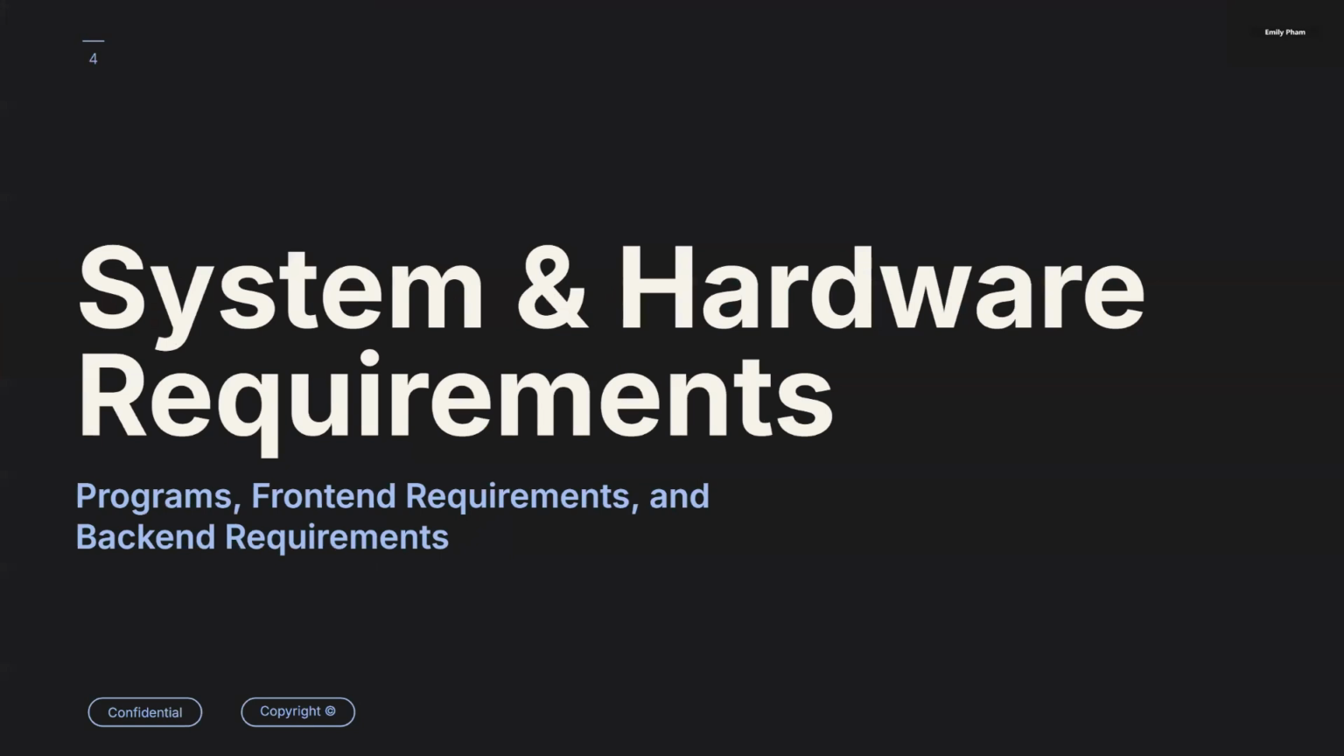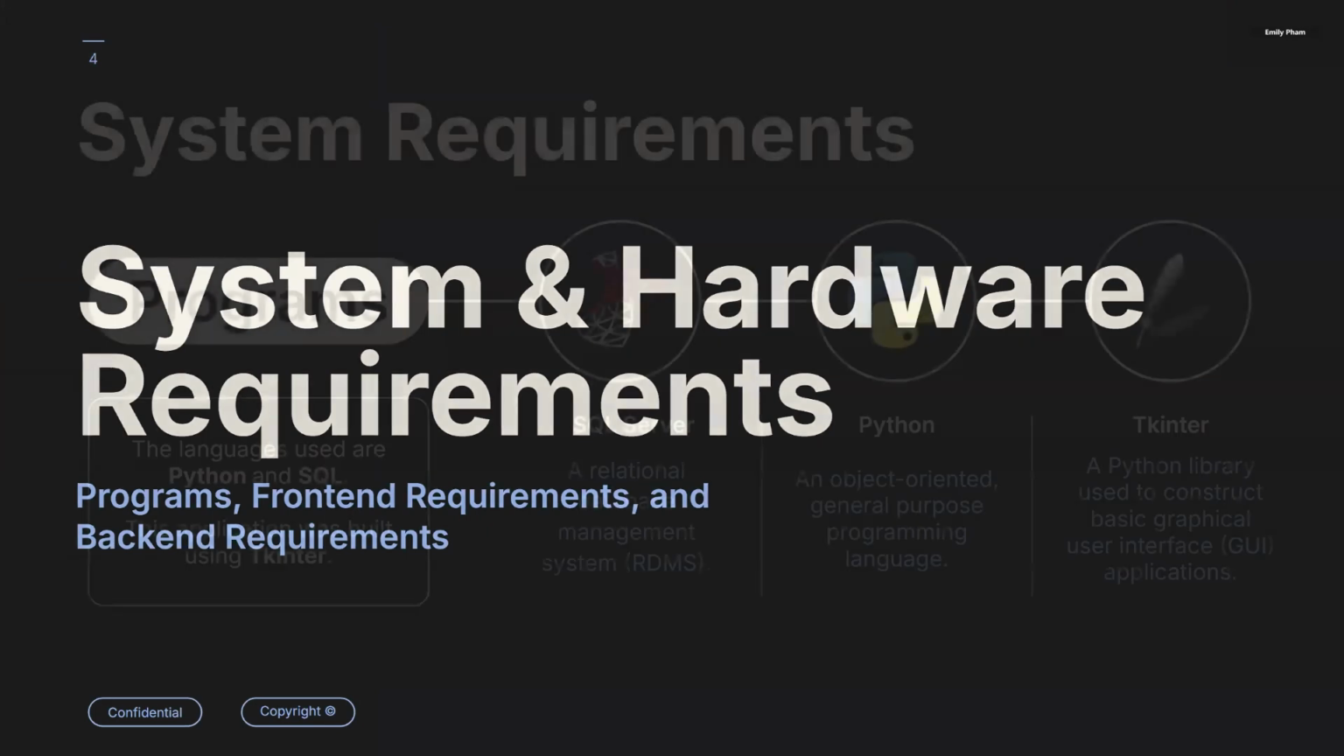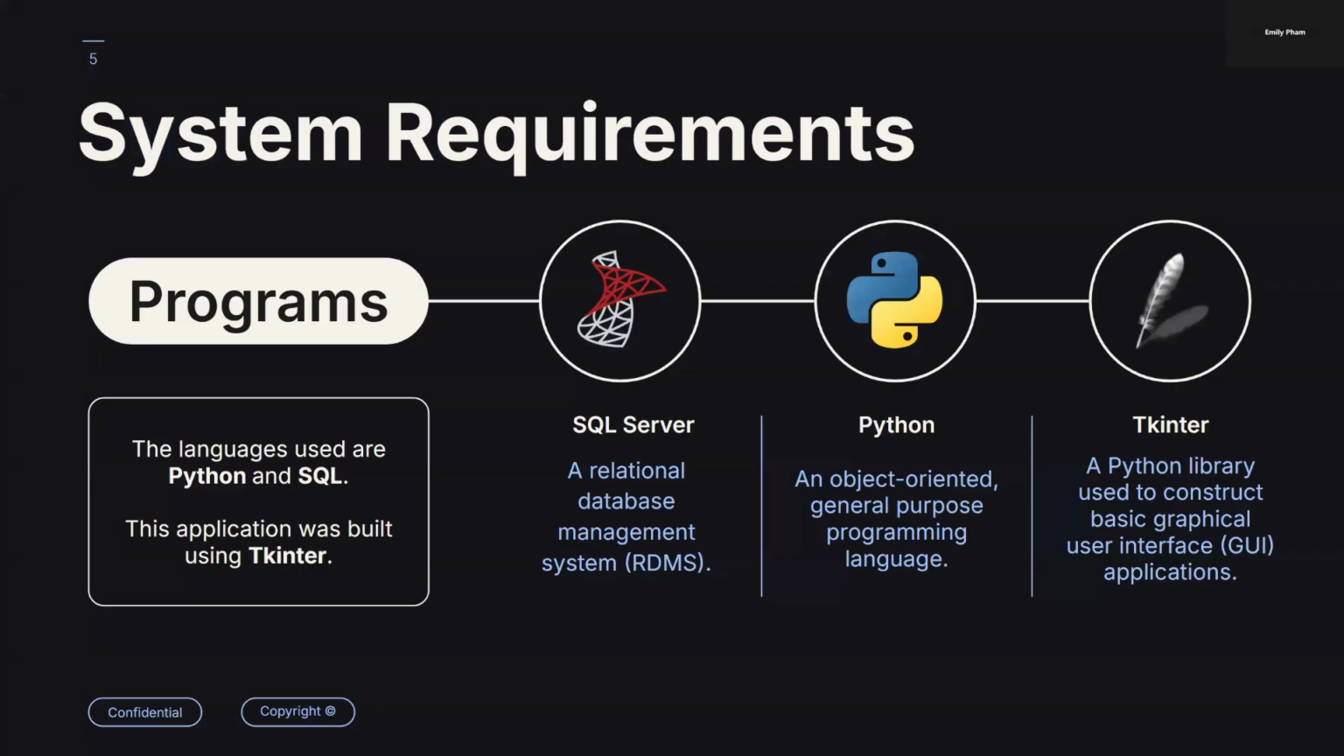Moving on to specifics, we're going to begin talking about the system and hardware requirements for our application. These three items shown were ultimately the backbone behind our application. We constructed a GUI-based application using the programming languages Python and SQL, which we then brought to life using Microsoft SQL Server and a Python library known as tkinter.